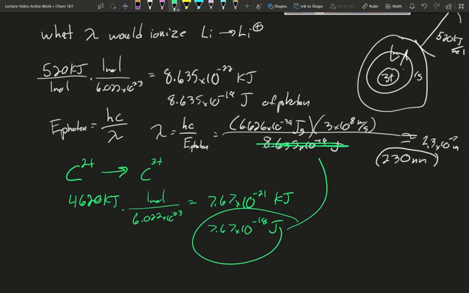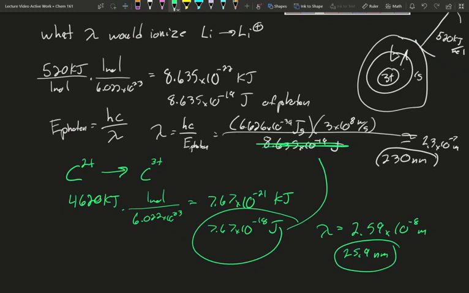Hc over our new energy will be our new lambda. Lambda will be 2.59 times 10 to the minus 8 meters, or 25.9 nanometers.